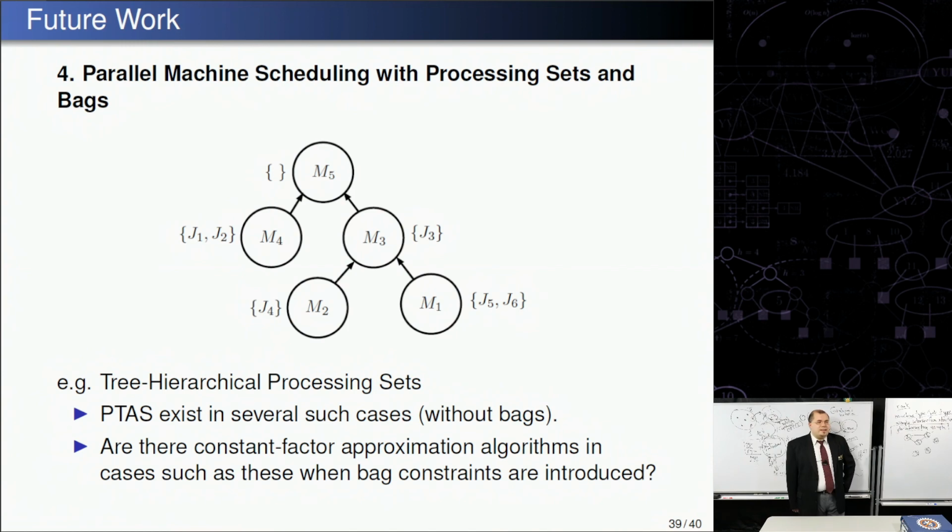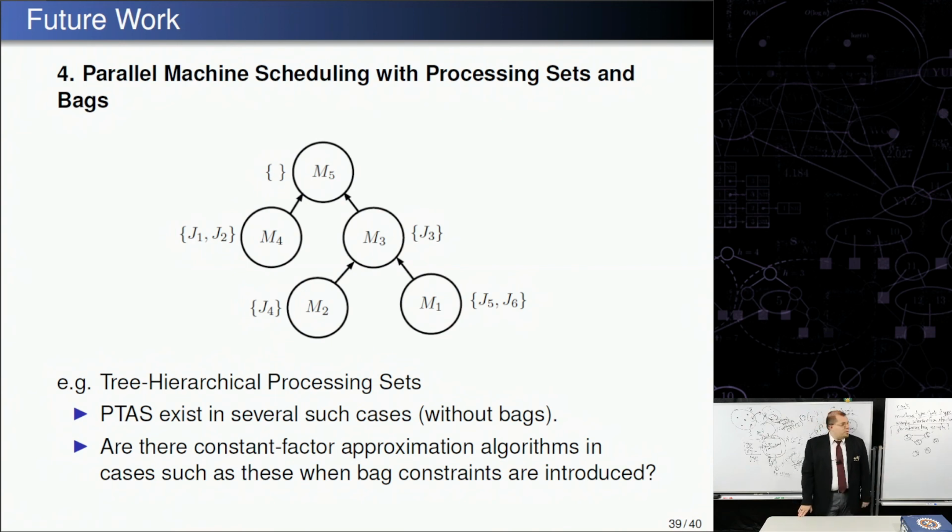This is an interesting case. Another one is the so-called grade of service or inclusive processing set case. This is where instead of having an in-tree, you have a directed chain. So you have just a chain. That's also a very interesting case. For both of these cases, we know that there actually are PTASs in the classic situation for identical parallel machine scheduling, where we introduce processing sets like our restricted assignment problem, with more specialized structure for the processing sets encoded by structures like this.